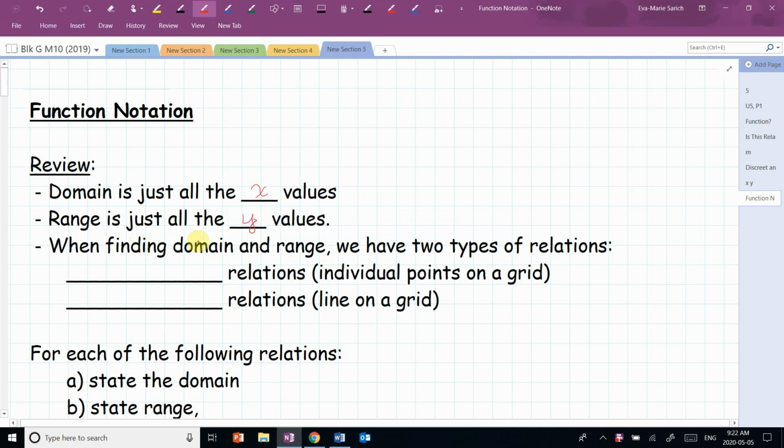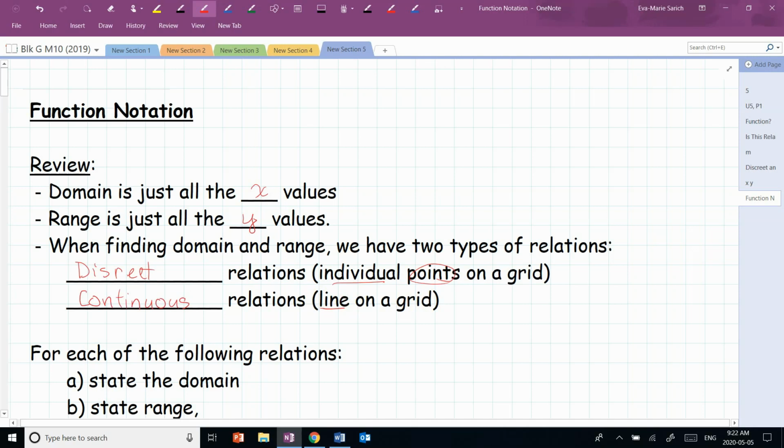Now, when you're finding the domain and the range, we have two types of relations, or you might think of them as two types of graphs. We have discrete graphs or relations where we have individual points on a grid. And then we have continuous relations, where the points form a line on our grid.